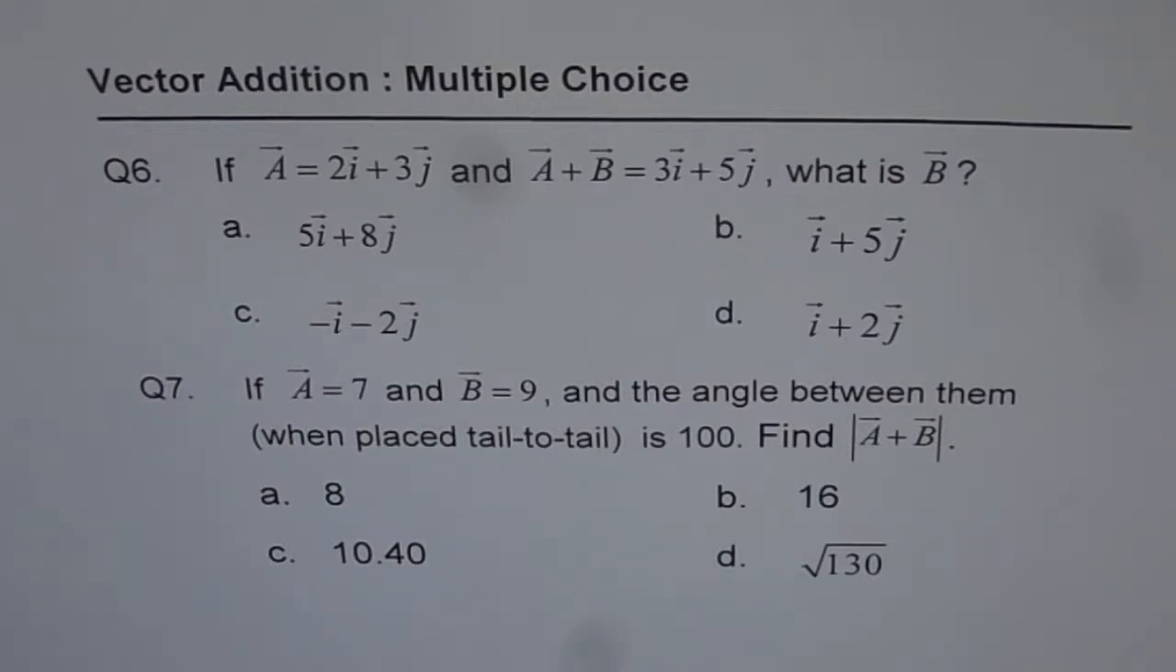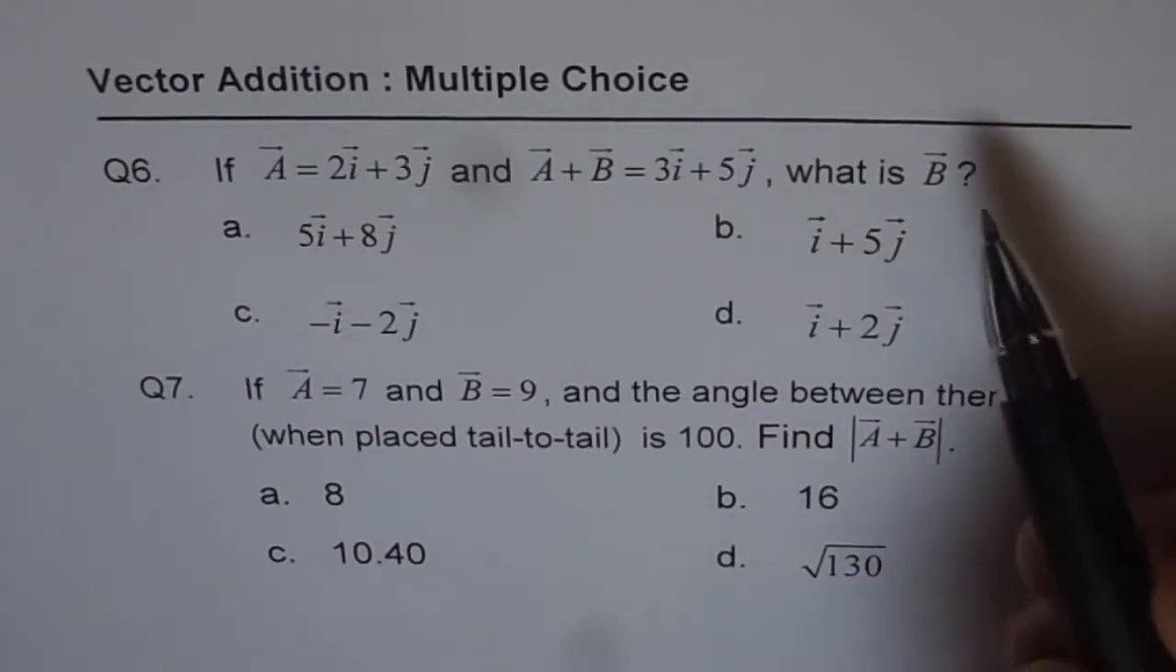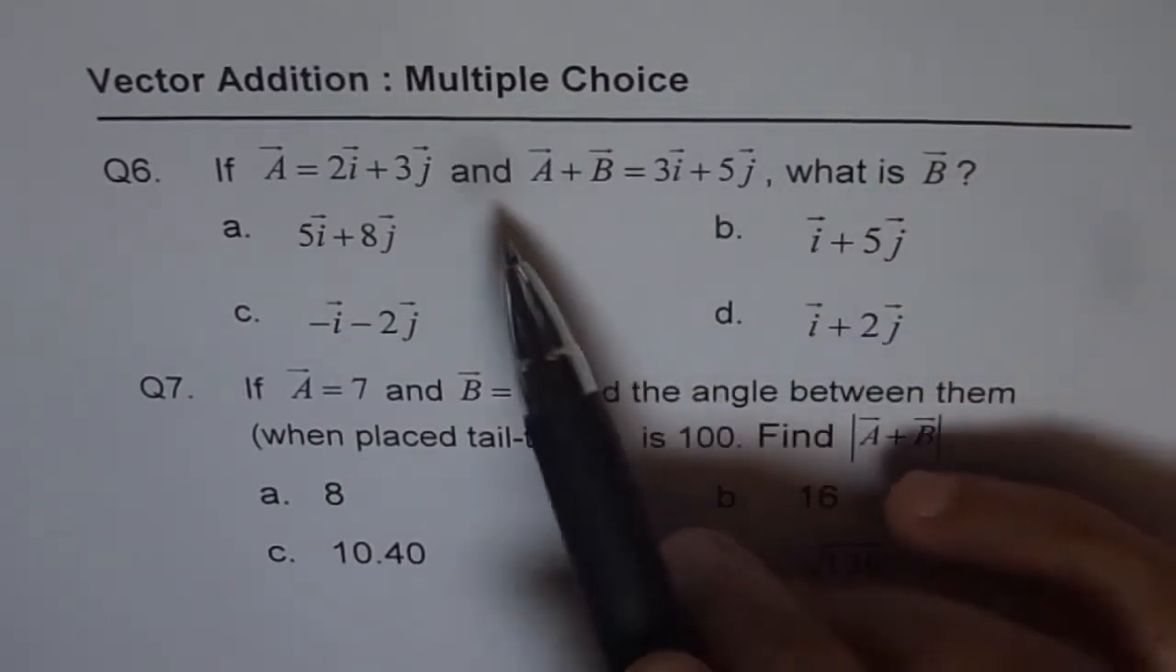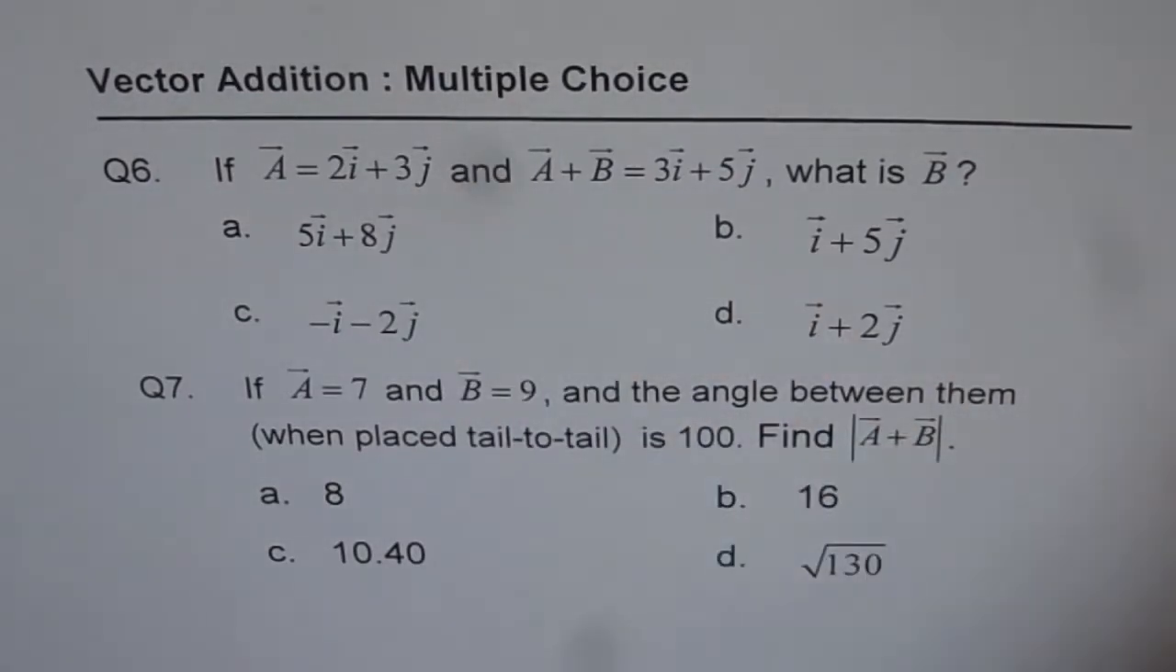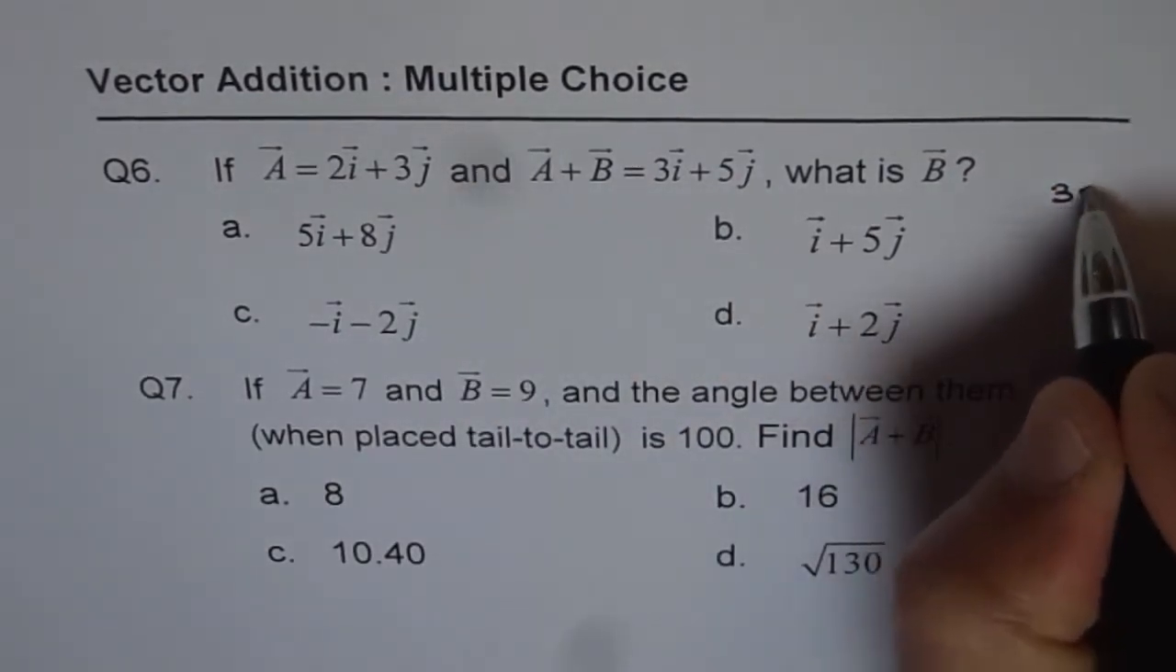Question number 6. If vector A equals 2i plus 3j and vector A plus vector B equals 3i plus 5j, what is vector B? We're given four choices. Now the easy way to do it is vector B should be A plus B minus A, right? So let's do our algebra here.